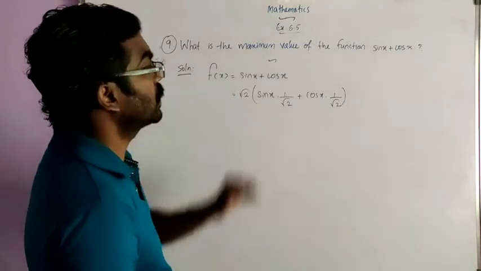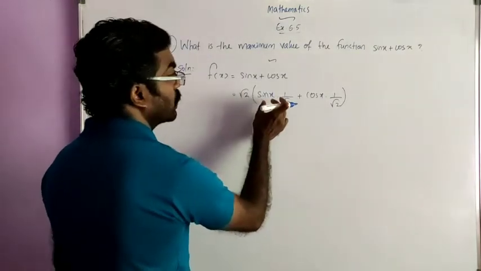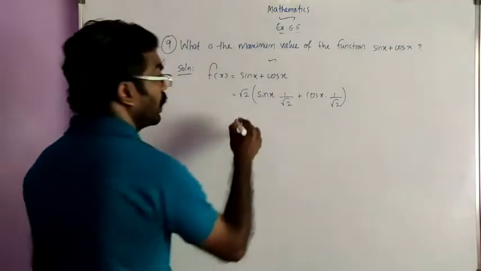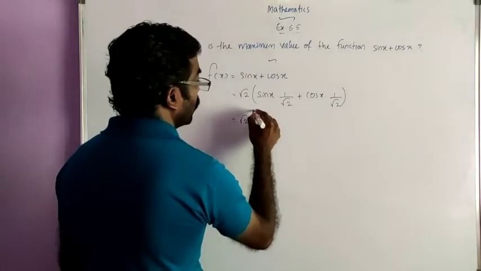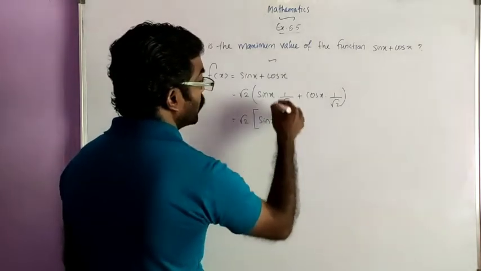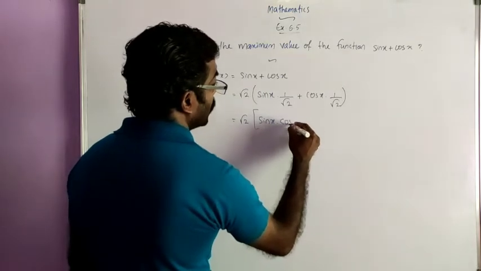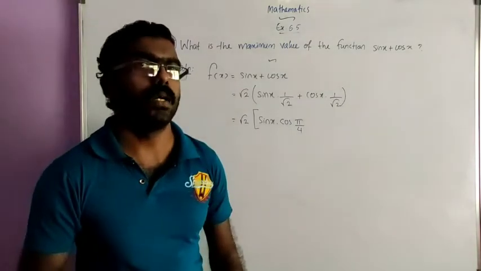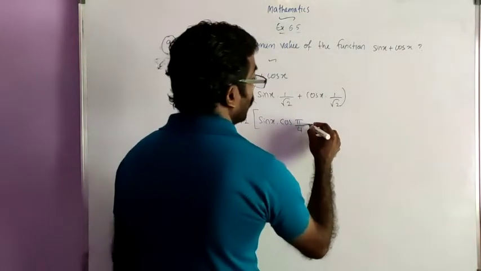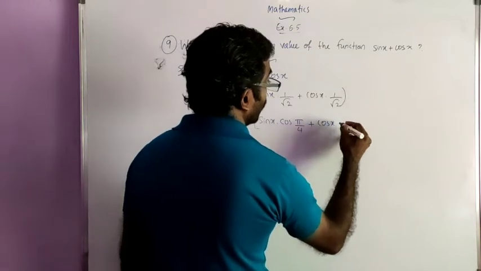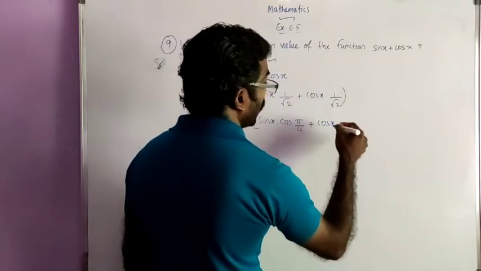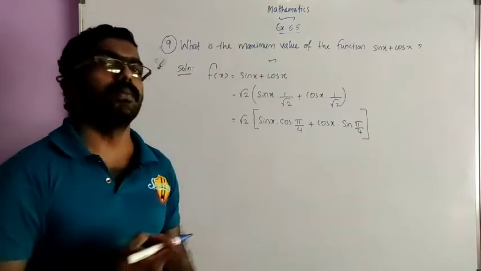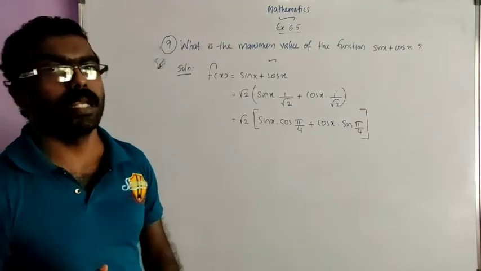So sin x plus cos x can be written as root 2 into (sin x into 1 by root 2 plus cos x into 1 by root 2). Okay, so root 2 into sin x, and this 1 by root 2 can be written as cos pi by 4, cos 45 degrees. Cos pi by 4 is what? 1 by root 2. Plus cos x, then 1 by root 2, again here it can be written as sin pi by 4. Cos pi by 4 and sin pi by 4 both are equal to 1 by root 2.